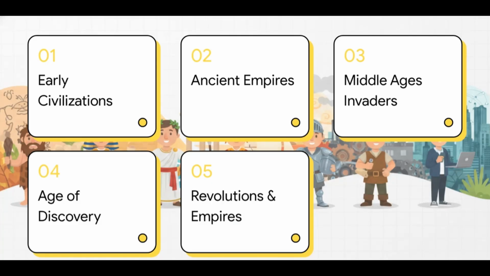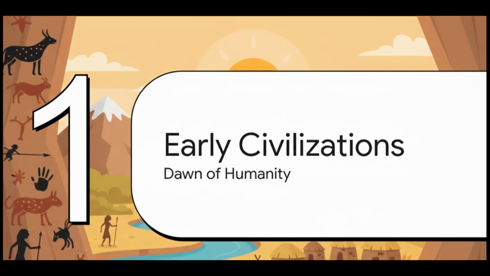To make sense of thousands of years of ambition, we're going to sprint through 5 distinct eras. First, the dawn of early civilizations. Then, ancient empires and new faiths. Third, invaders of the Middle Ages. Fourth, the Age of Discovery. And finally, revolutions and global empires. So, let's start at the very beginning with Section 1, Dawn of Early Civilizations.